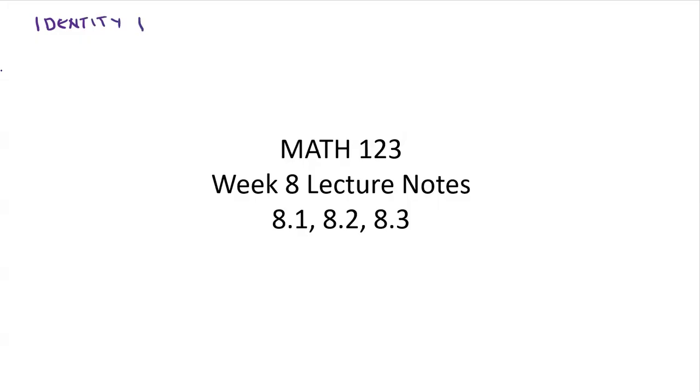Identity ratio. This is a very important term. So what is an identity ratio? Basically, we're dealing with conversions. Let's say we have 1 yard. 1 yard is equal to 3 feet.